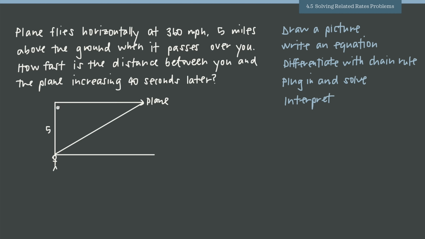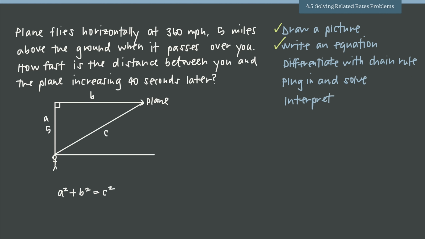And so right away when we sketch the problem, we see that we have a right triangle. And so we're going to go back to the Pythagorean theorem. So we have a picture. We're going to write an equation, and that equation is going to be, as you know, a squared plus b squared equals c squared. We'll call the hypotenuse, the distance between us and the plane, c. We'll call this leg a, and we'll call this leg b. And that's going to be our equation.